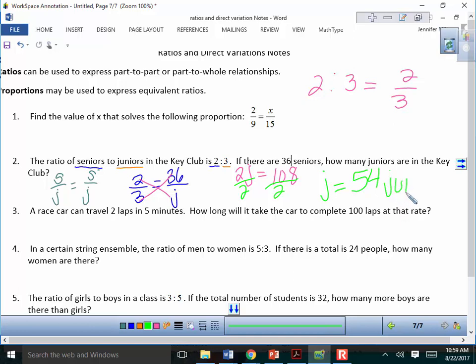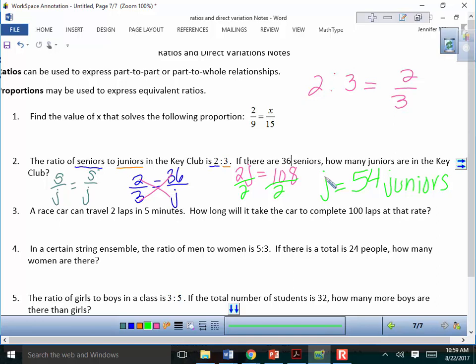If you do not put a unit, or if the unit that you put is incorrect, points will be deducted. So please make sure that you identify what we're talking about. Yes, ma'am. J equals 54, you mean? Yeah. Because I want you to actually know what J represents. And if you just write J, I need to know that it represents juniors, okay?